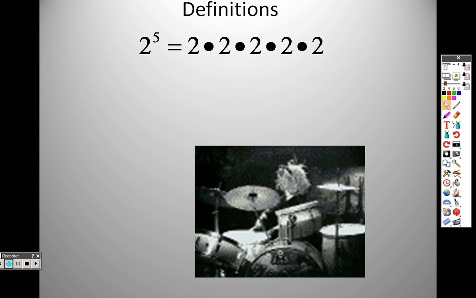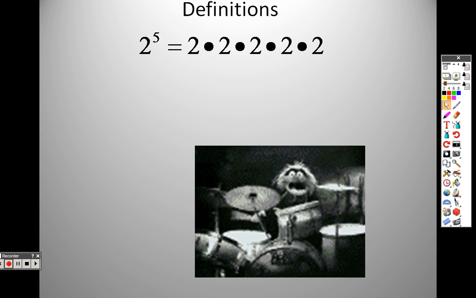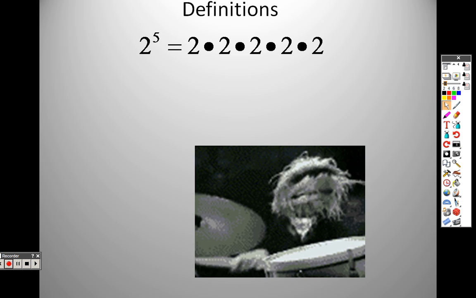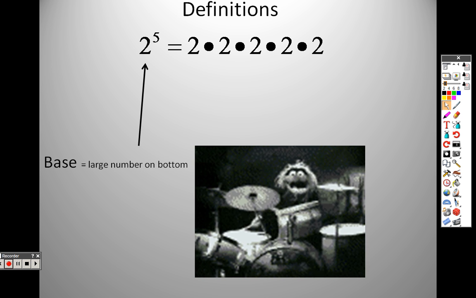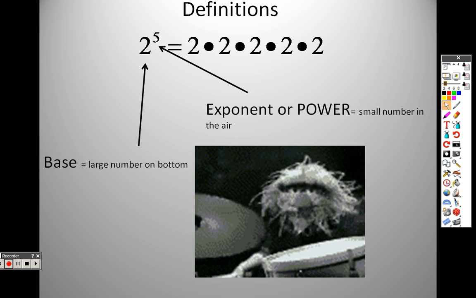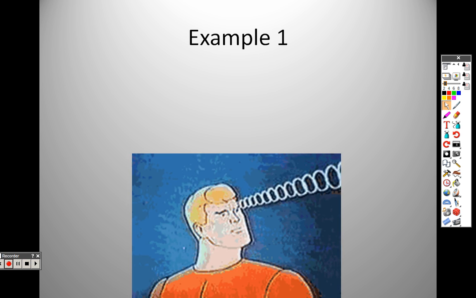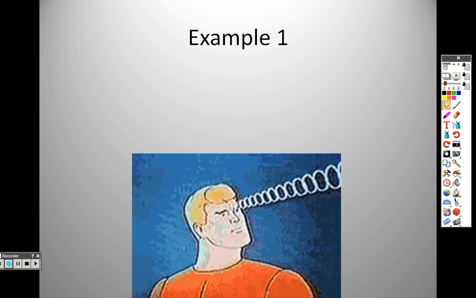What that's saying is you take 2 and you multiply it 5 times in a row. That's an exponent. You would say that as 2 to the 5th power. That means 2 times 2 times 2 times 2 times 2. So 2 is your base, that's the large number on the bottom, and 5 is your exponent or your power, that's your small number. Either way, 2 to the 5th power is 32, not 10 like most of you seem to think.